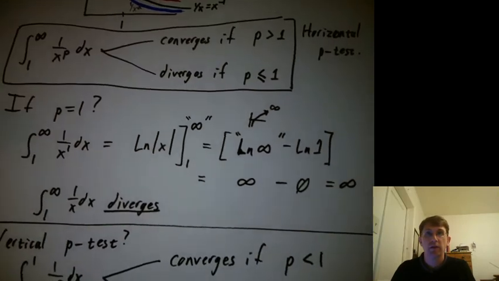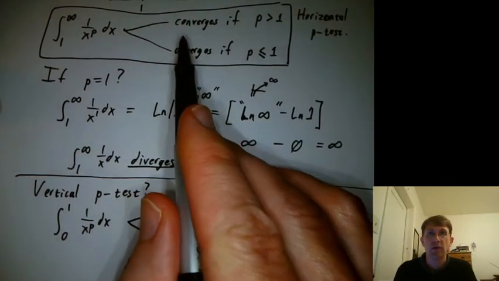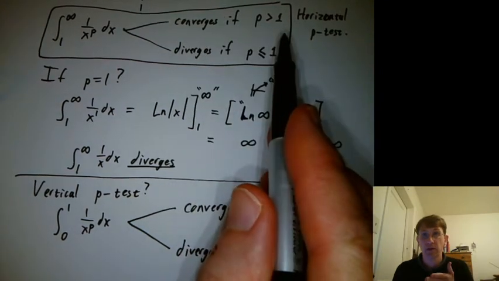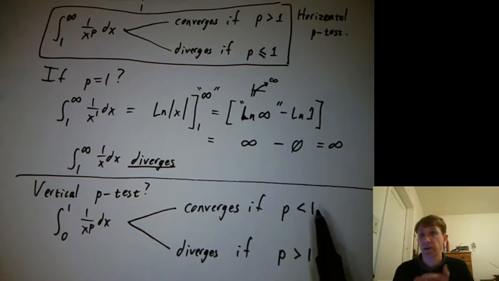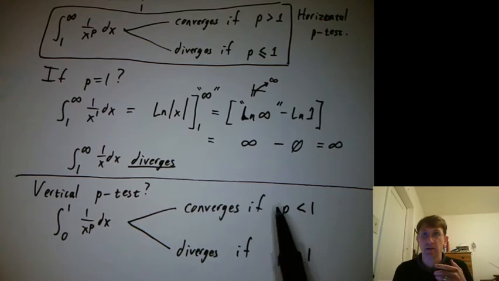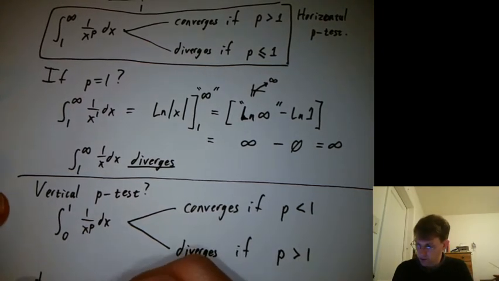Let's compare that to the horizontal p-test. The horizontal integral converges if p is greater than 1. Vertical p-test, the integral converges if p is less than 1. So that's a big difference, and why we want to have different names for the two tests, because the greater than, less than is different. What about if p equals 1?